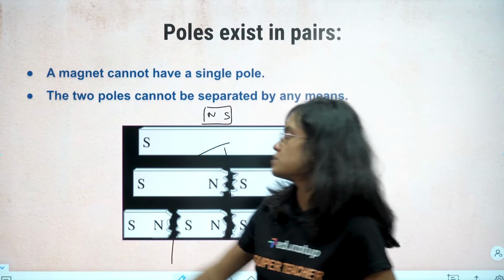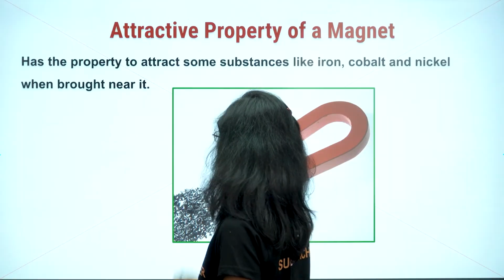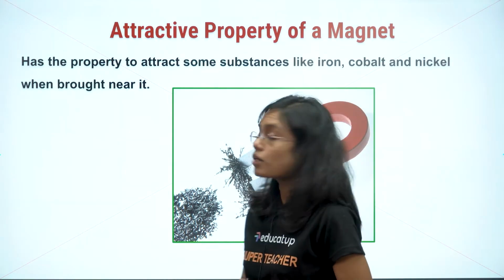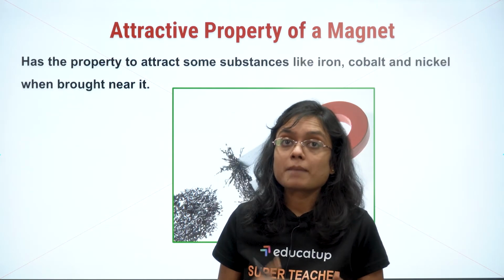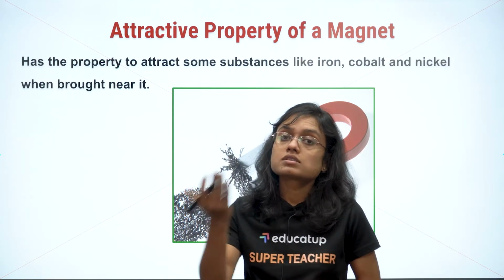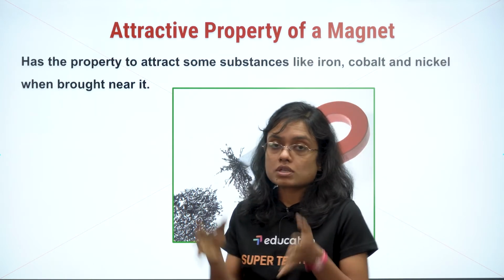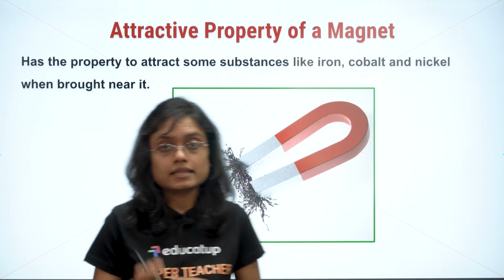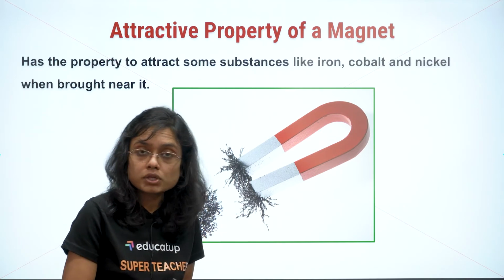All right. Now let's move ahead. Attractive property of a magnet. The property by which a magnet attracts some substances like cobalt, nickel, iron, which are brought near it, that property is known as the attractive property. We have discussed this in the beginning of the module also.